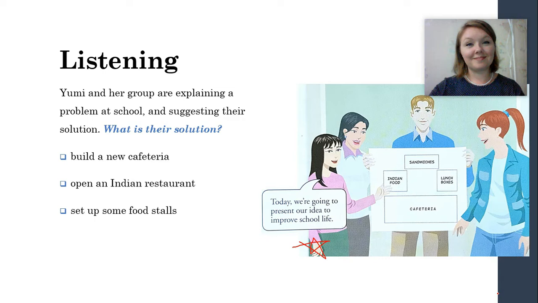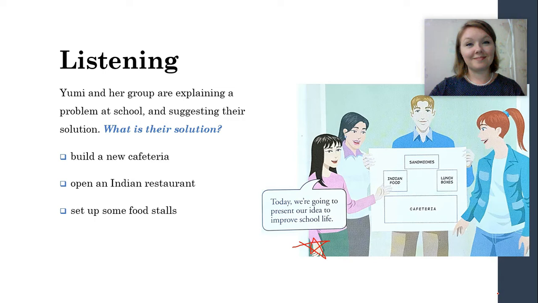Hey, everybody! Today we're going to present our idea to improve school life. Great. Let's hear it. First, Anna is going to tell you about the problem at our school, City University. Anna? Here's the problem. We don't have enough places to eat lunch at City U, so the cafeteria is always crowded. There are too many people, and there isn't enough time to eat lunch. Thanks, Anna. Next, Kirsten is going to explain our idea. Kirsten? We need more places to eat, so we want to set up food stalls.